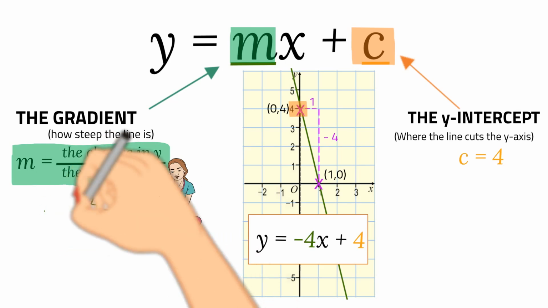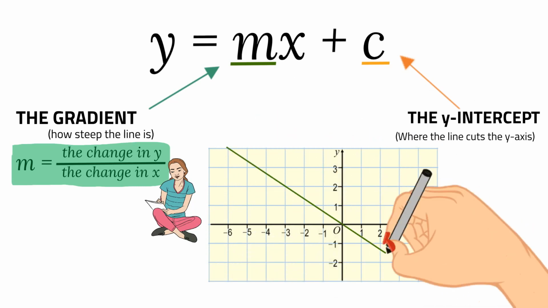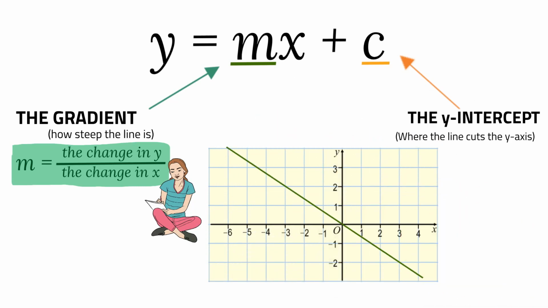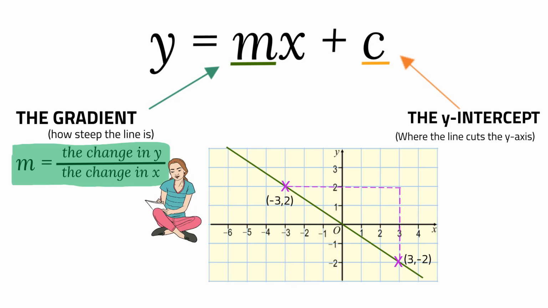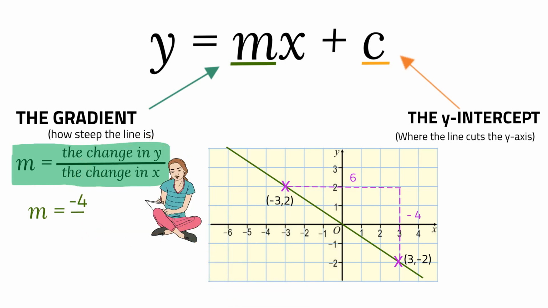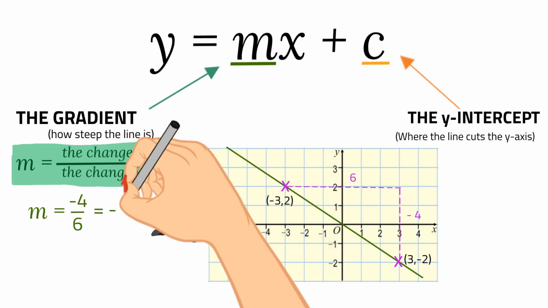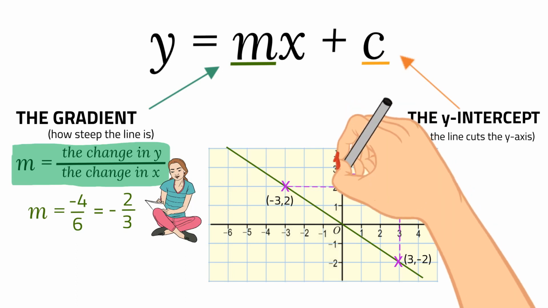One final example then before you have a go. So here is our line, and I want to first find the gradient. There's less options for points to pick on this one. Try and pick ones with nice round numbers. Draw your triangle. I go from -3 to 3 on the x-axis, so that's a change of 6. And I go from 2 to -2 on the y-axis, which is a change of -4. So -4 over 6 can simplify to -2/3. And that is my gradient.